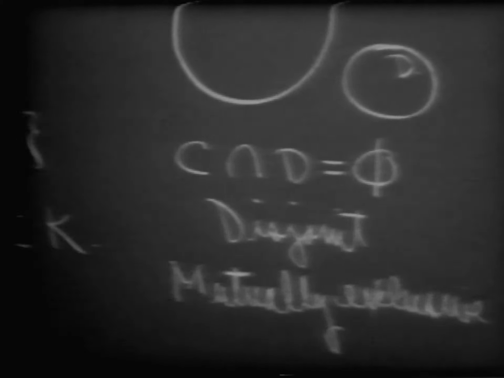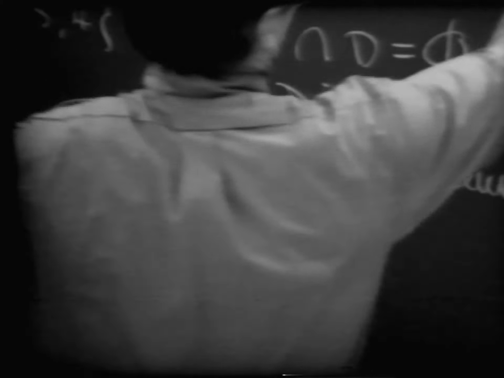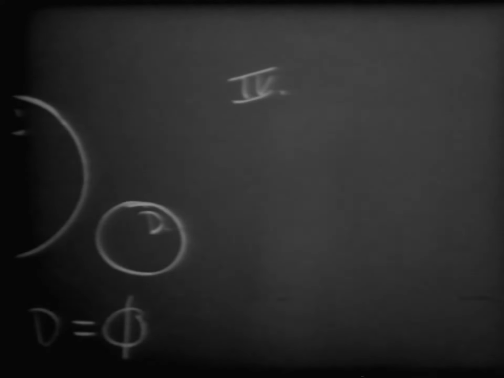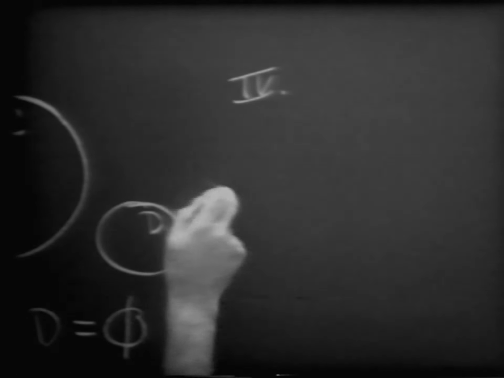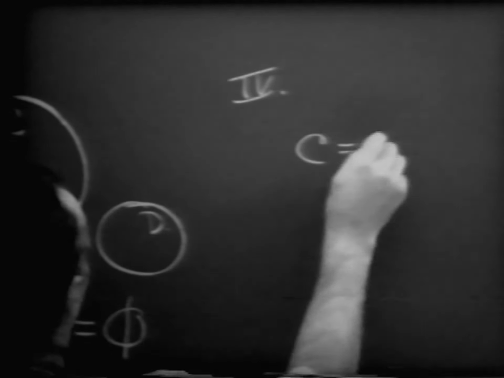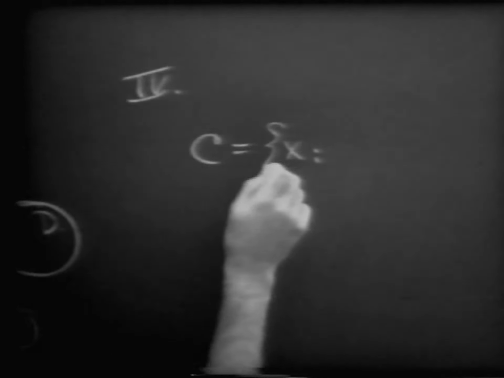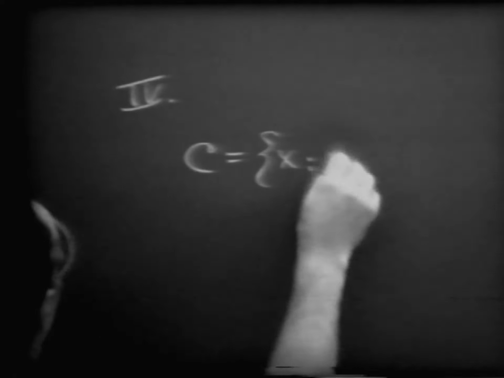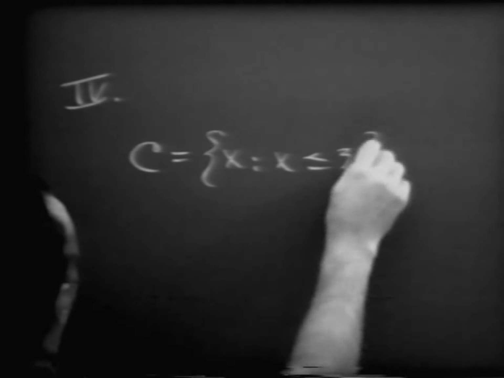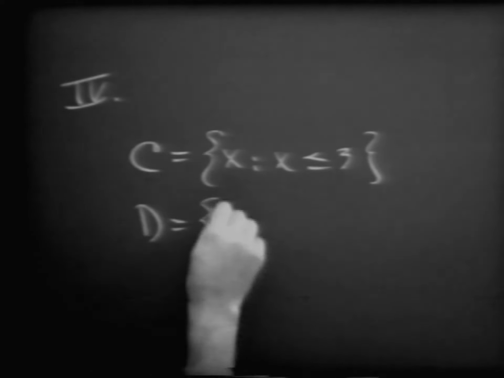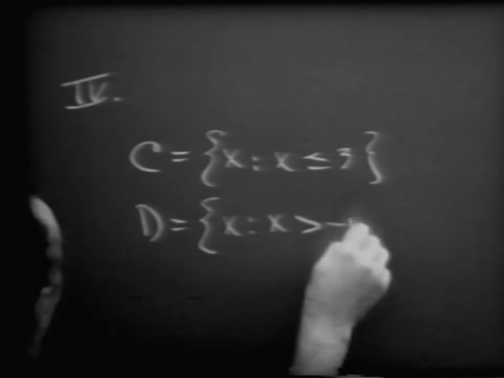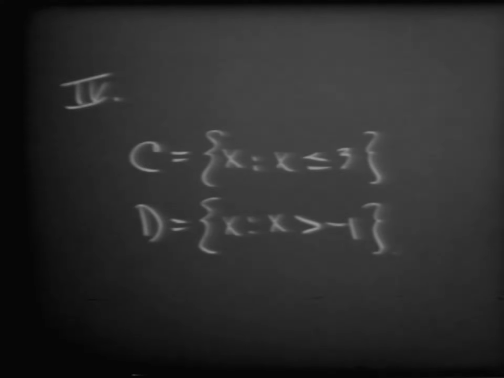Okay? Well, let's see. I think there's just one other idea that we would like to look at. Let's come back to one of the first things that we did over here. Let's say that we take the set C that we have written as the set of all x's such that x is less than or equal to 3. Okay? Now let's take the set D as the set of all x's such that x is greater than negative 1 as we have it written over there. Okay?